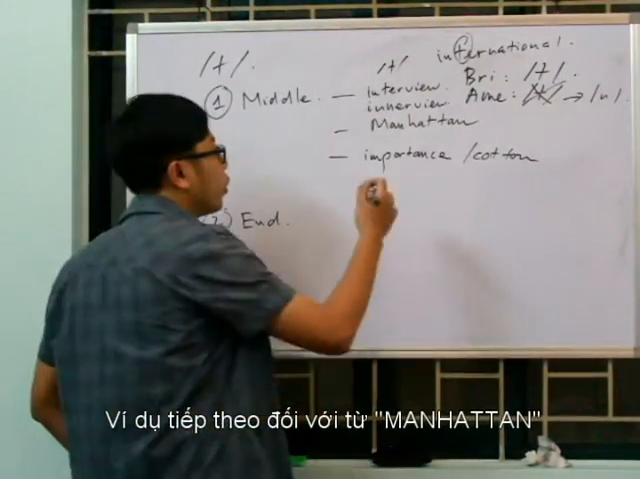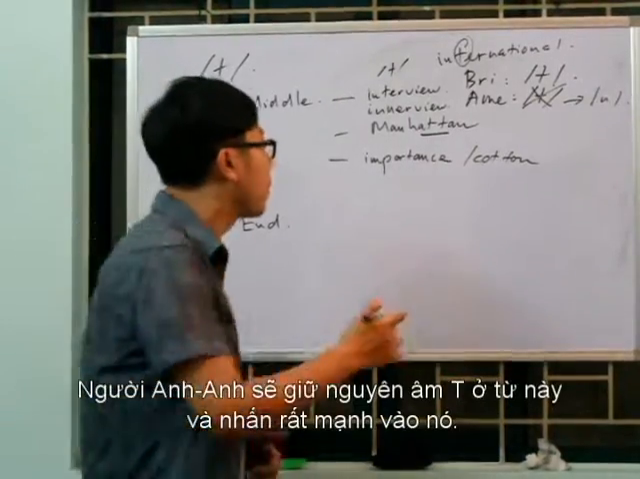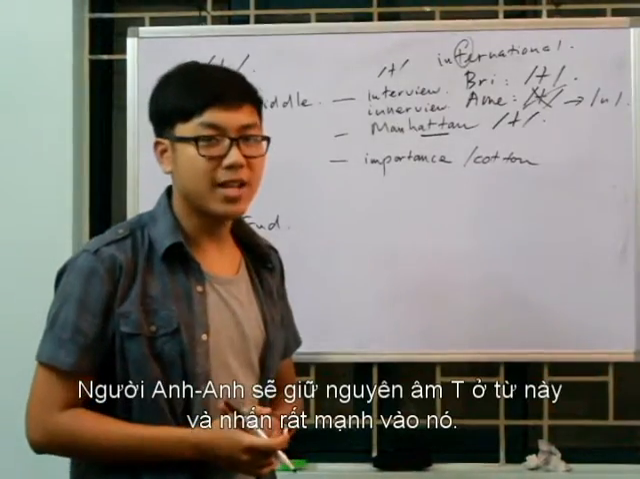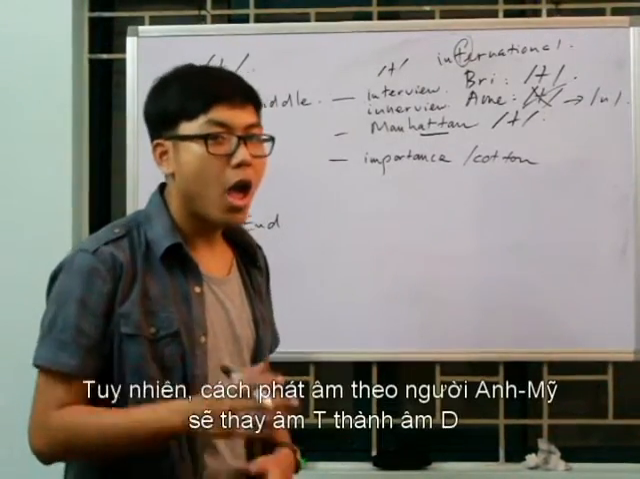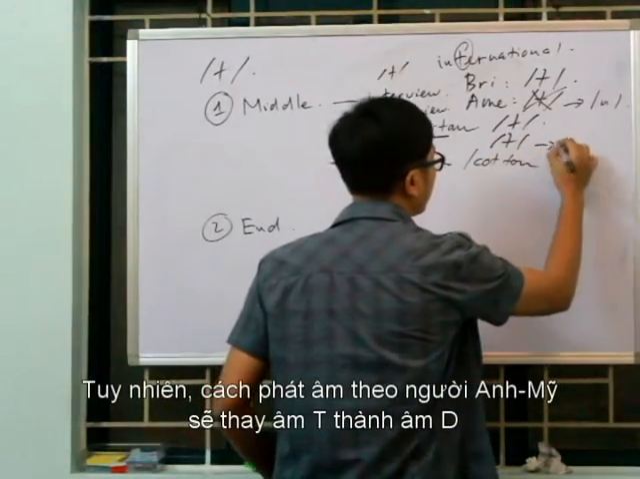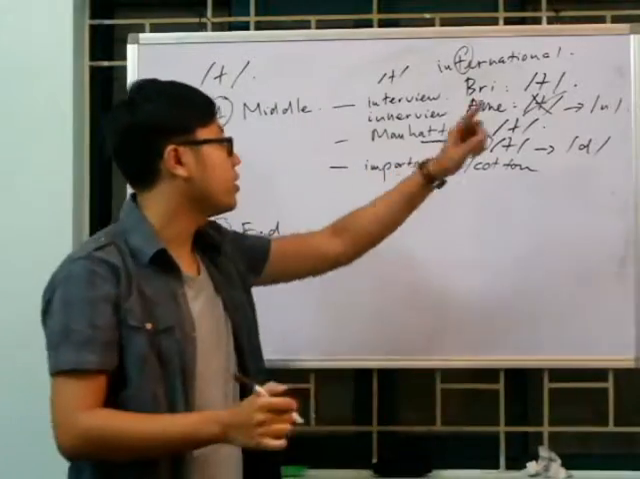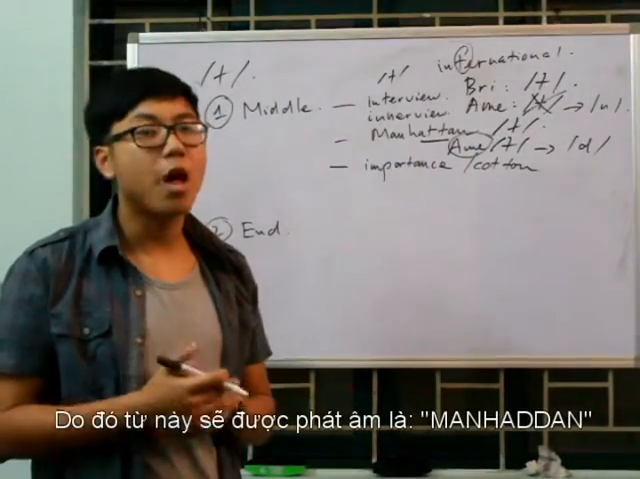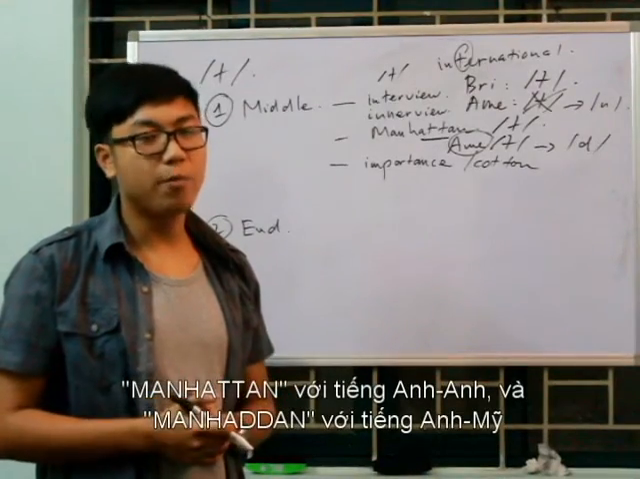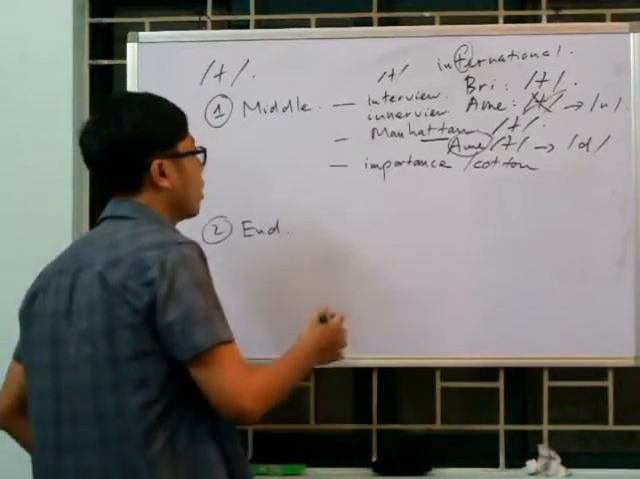Okay. With a word like Manhattan, British English keeps the T and makes it really heavy. Manhattan. However, with American English, they will turn the T to D. T to D. Okay, so the word becomes Manhattan. Manhattan from British English and Manhattan from American English.